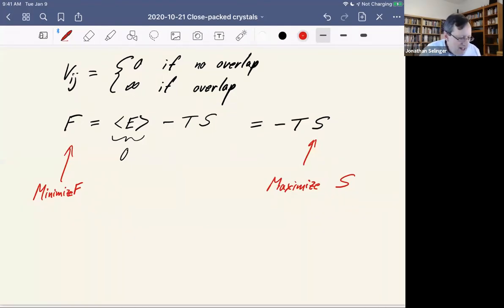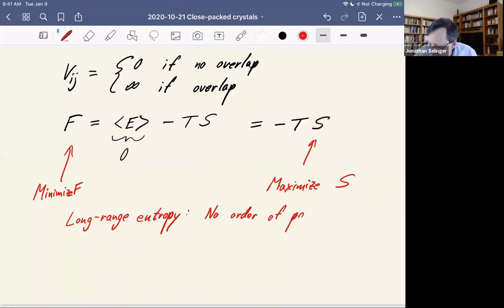And let me try to make a sort of cartoon that illustrates why that would be true. Okay, the point is that entropy, well, you could say there are different forms of entropy. Okay, there is some long-range entropy, which means no order of positions or directions. That's the entropy that we usually think about.